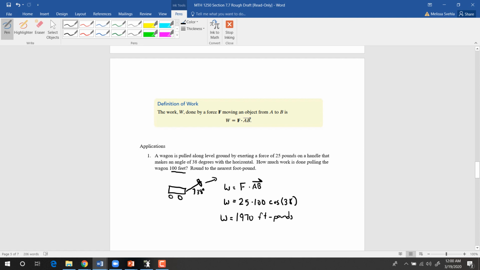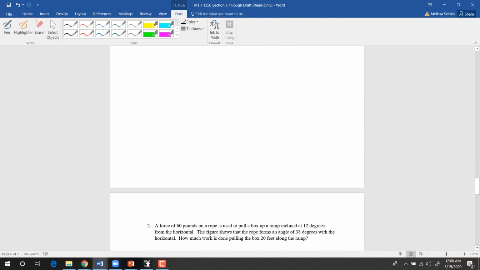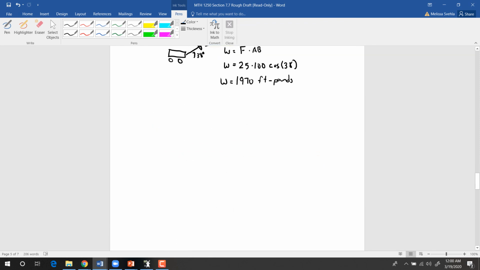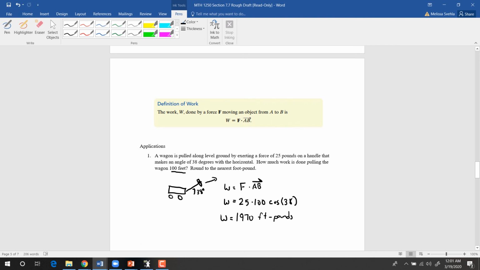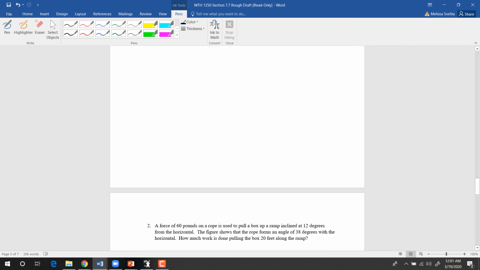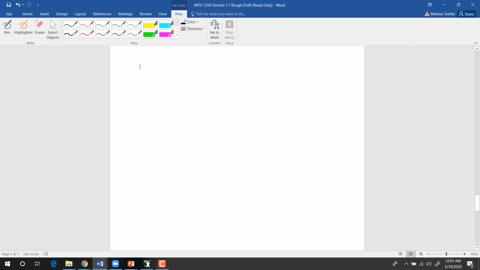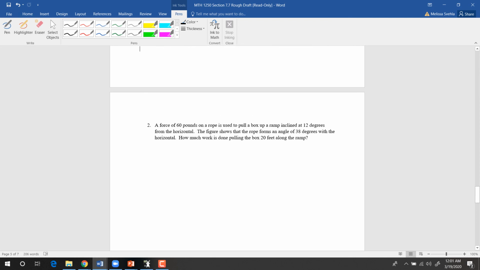Okay. So let's take a look at the next one. Okay, so let's look at one last one. It says the force of 60 pounds on a rope is used to pull up a ramp at 12 degrees from the horizontal. The figure shows the rope forms an angle of 38. How much work is being done when the box is 20 feet along the ramp?